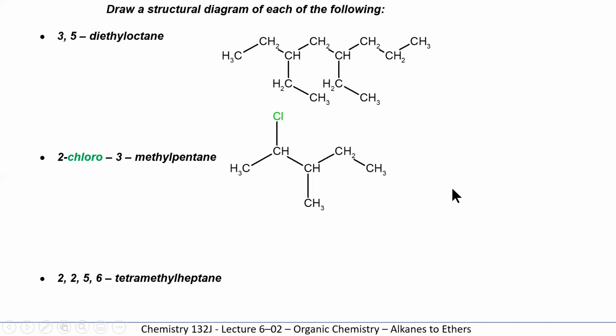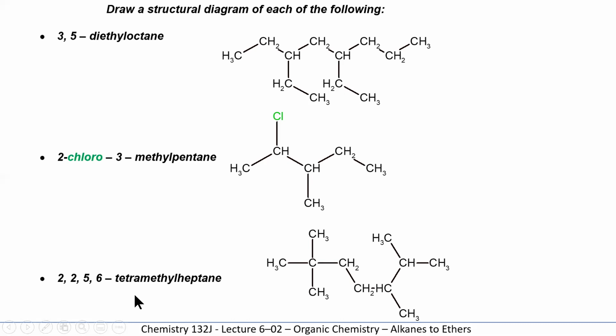Now, the 2nd example here, on the 2nd carbon, we have a chlorine. And on the 3rd carbon, we have a methyl. And it's a 5-carbon main chain, so pentane. And the 3rd example on the page here, we have a heptane. So there's going to be 7 carbons in this parent chain, and we have a methyl attached to the second, another methyl on the second, and a methyl on the fifth and another methyl on the sixth. So that gives you the tetramethylheptane.